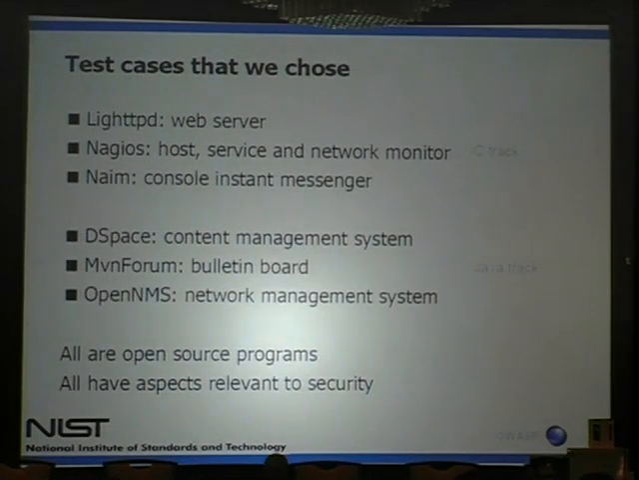Now about the test cases. We had 2 tracks. For the C track, we chose Lighttpd, Nagios, and Naim. And for the Java track, we chose DSpace, MVNForum, and OpenNMS. All of them are open source programs, and we tried to choose them so each one has some aspects relevant to security.